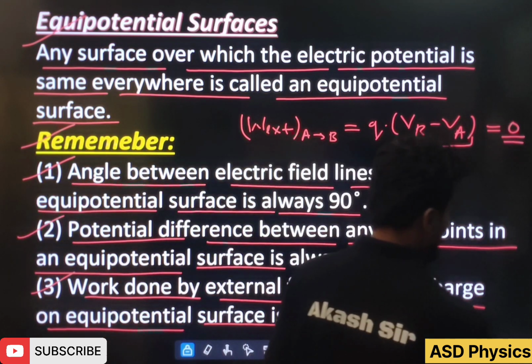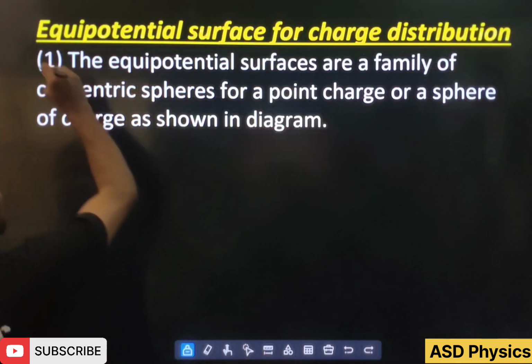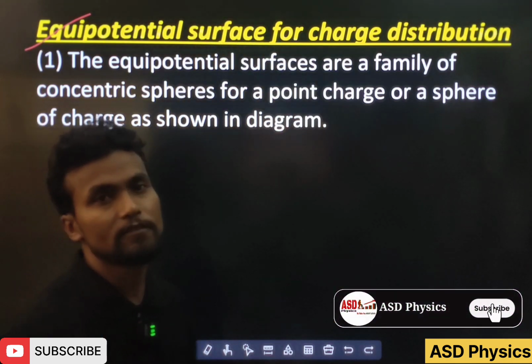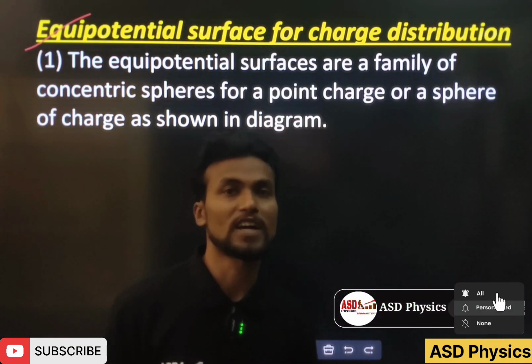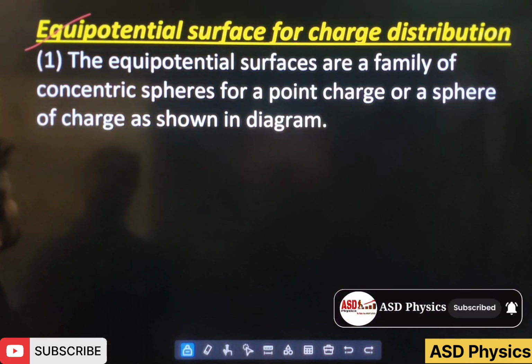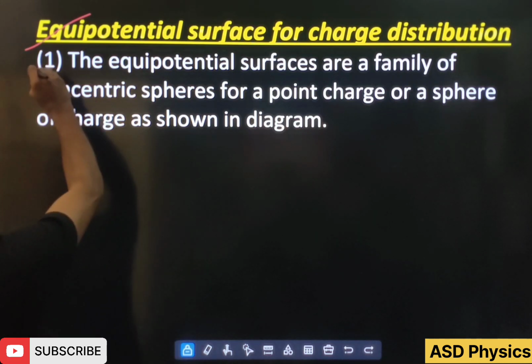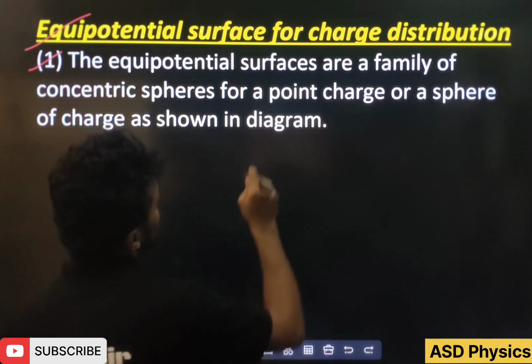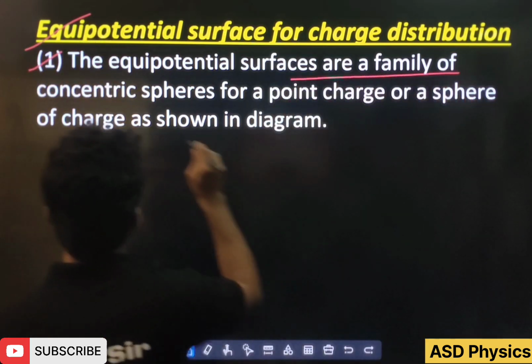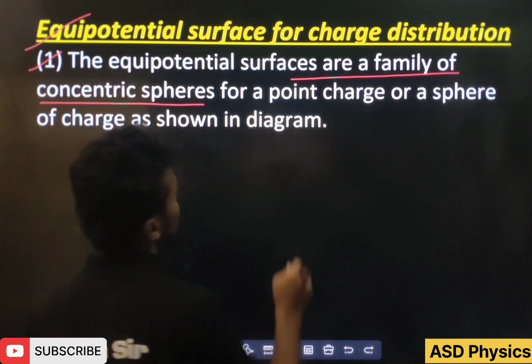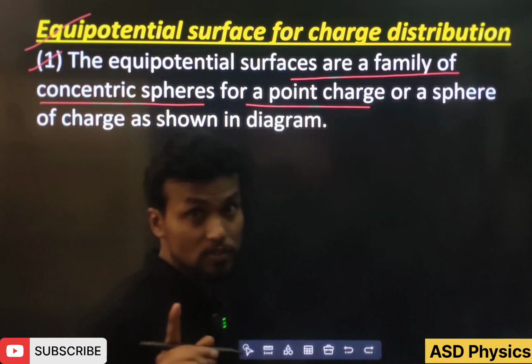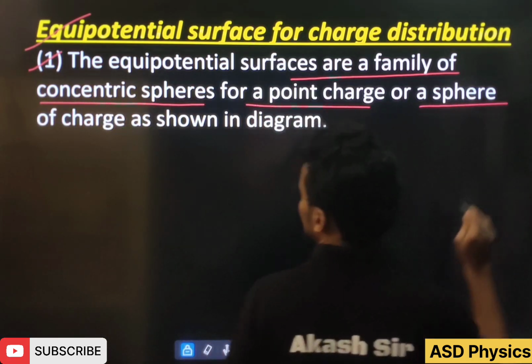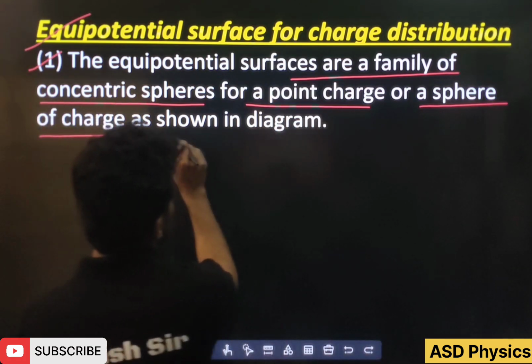Okay, great. Now students, let's see the next one. We are going to draw equipotential surfaces for different kinds of charge distribution. Let's see one by one. So what is given here? First one: the equipotential surfaces are a family of concentric spheres for a point charge or a sphere of charge, as shown in the diagram here.